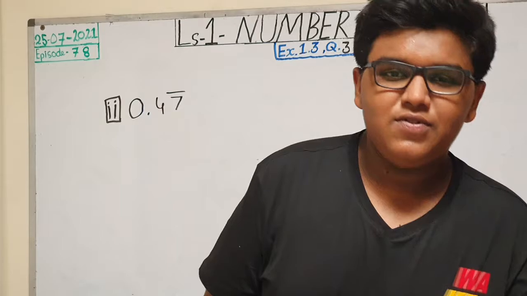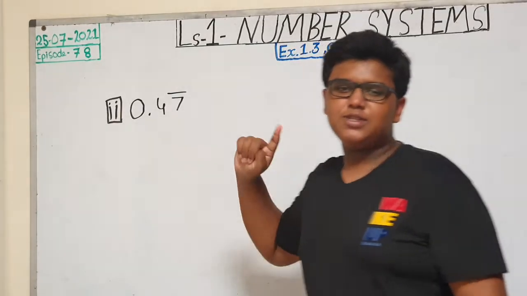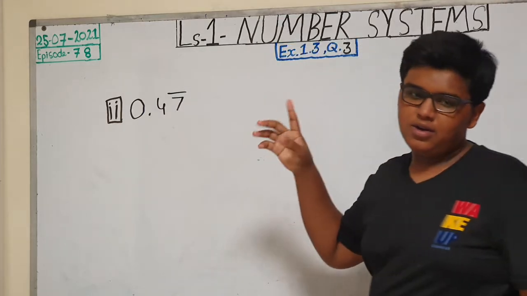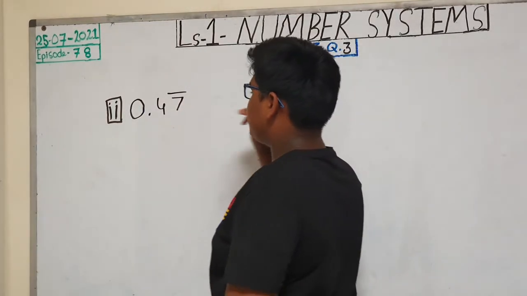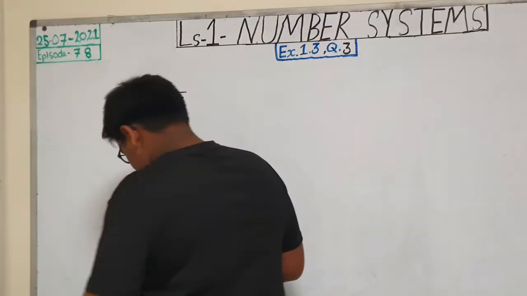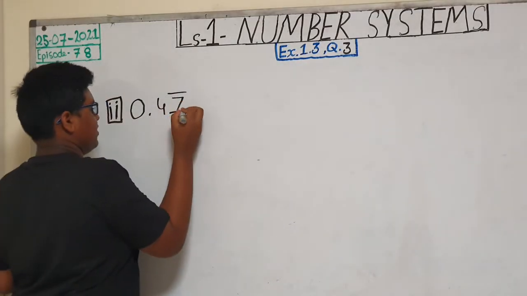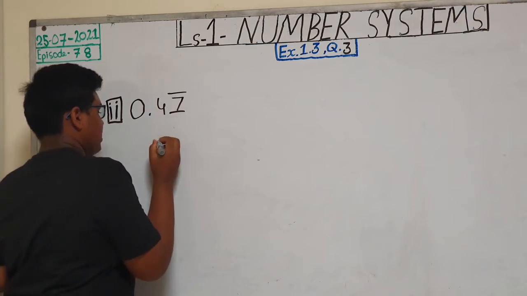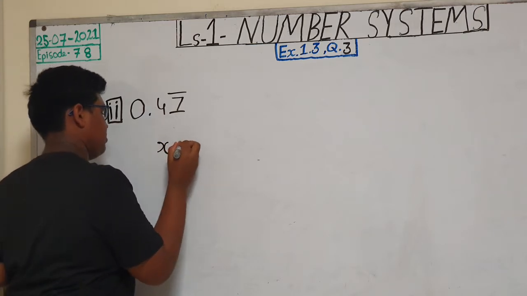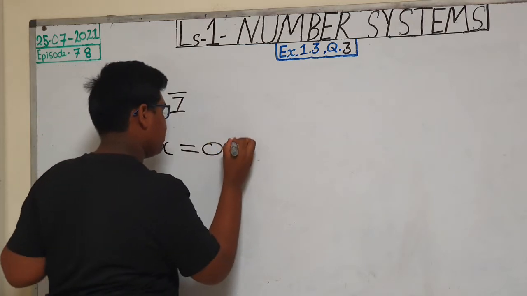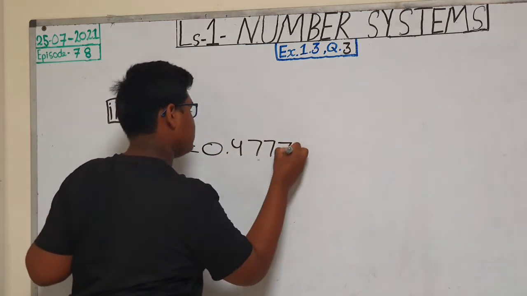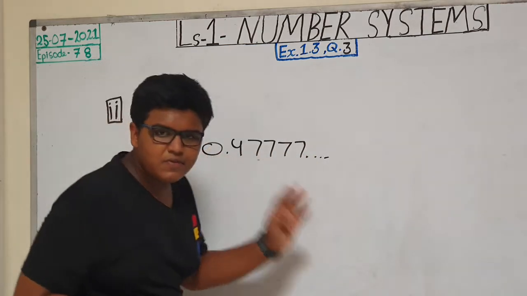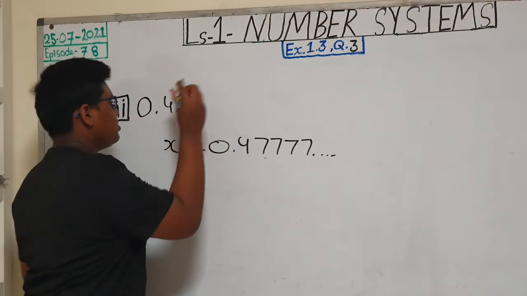Now we are going to do the second question, which is 0.47 bar. Only the 7 has the bar, not the 4. So let's take x equals 0.47777 and it continues. Only 7 will repeat because the bar is only on 7.